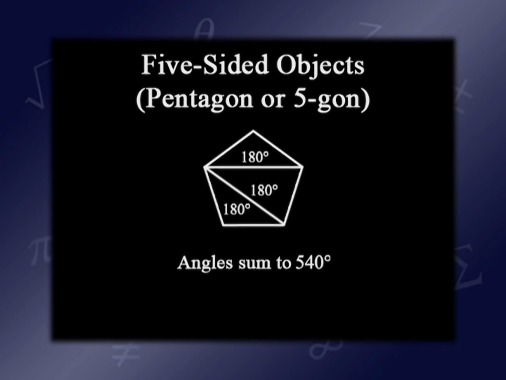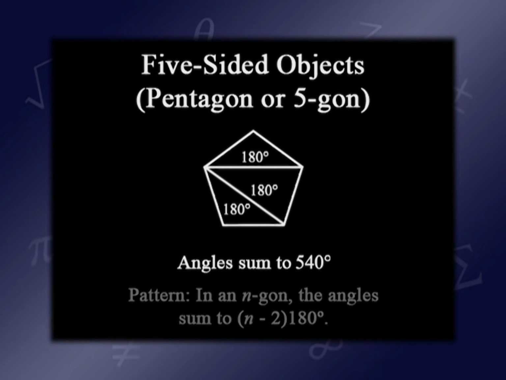And this pattern can be continued. In fact, what you're essentially doing is a proof by induction to show that not only does every three-sided figure have 180 degrees, and every four-sided polygon have a sum of 360, and five-sided polygon have 540, but for an n-sided polygon, the sum of the angles will always be a multiple of 180, and it's going to be 180 times the number n minus 2.